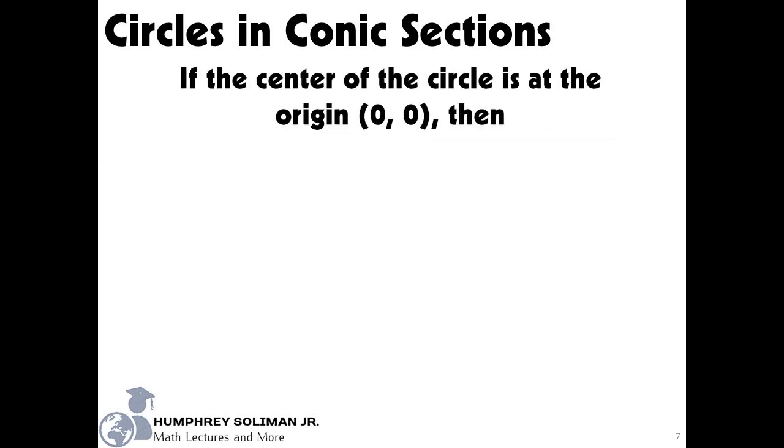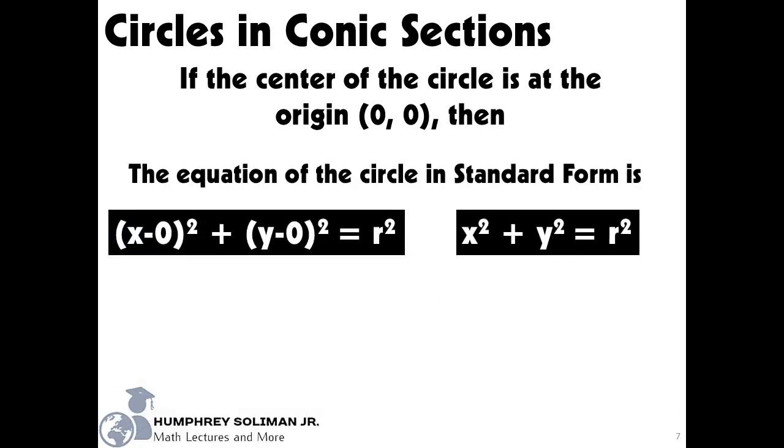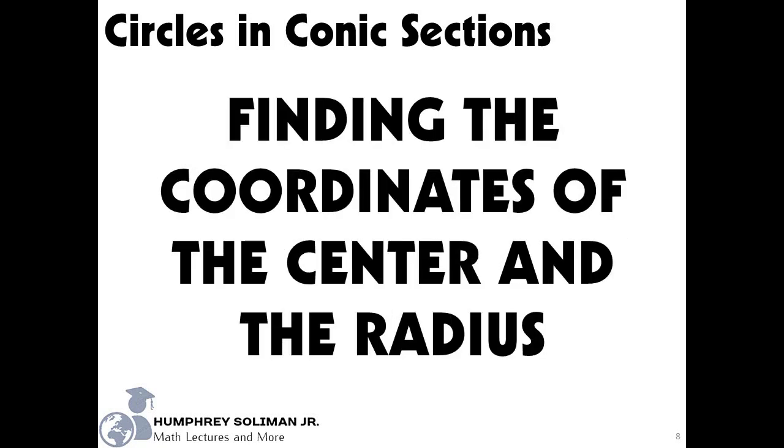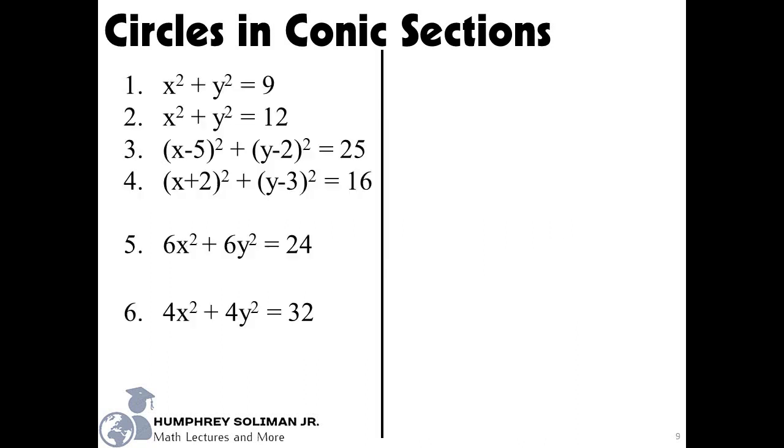Now, if the center of the circle is at the origin, then the equation of the circle in standard form is x squared plus y squared equals r squared. And the general form is x squared plus y squared plus f equals 0. Let's practice finding the coordinates of the center and the length of the radius of a circle.